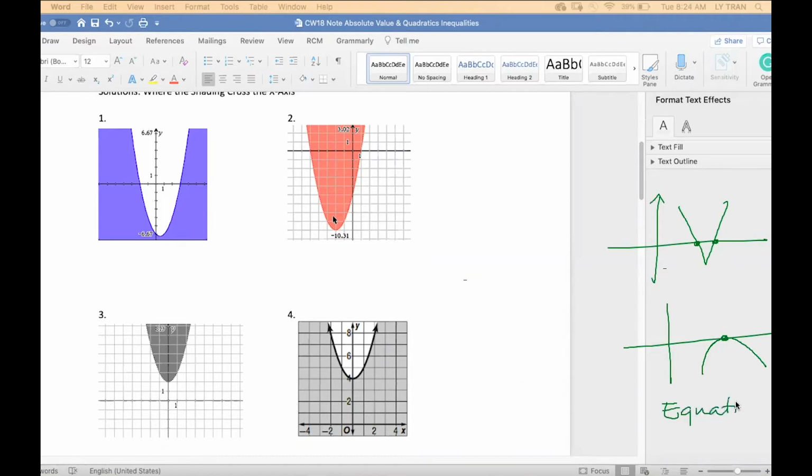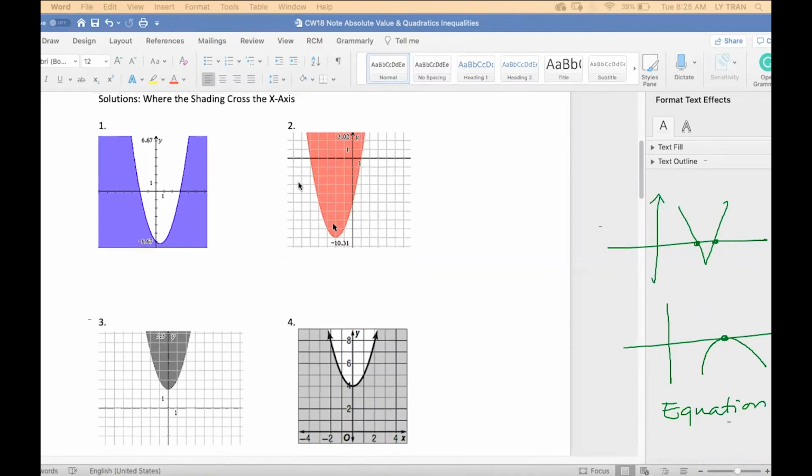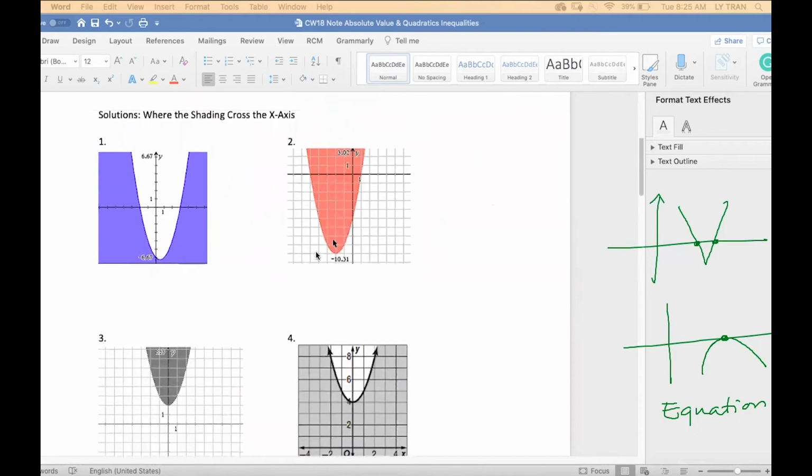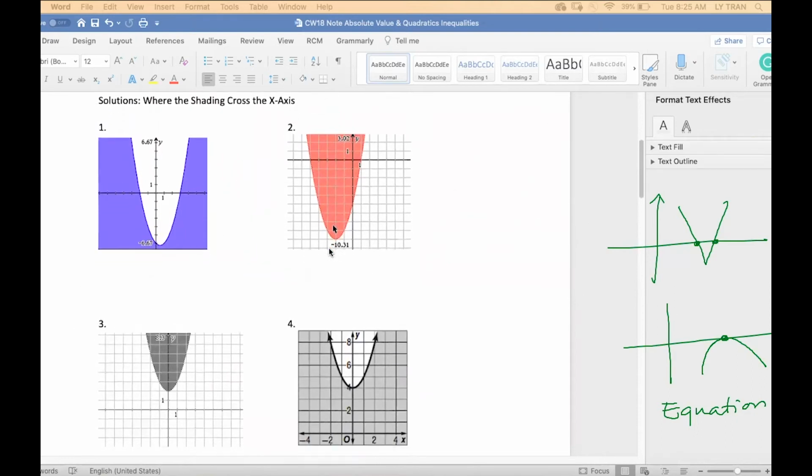But now we are doing inequality. Inequality is all about the shading area. So the solutions are still going to work the same way. So I have a little note right here for you to take. Solutions is where the shading crosses the x-axis. So we just have to look for where they cross the x-axis in order for us to do it. So here we go. Solution is where the shading crosses the x-axis.